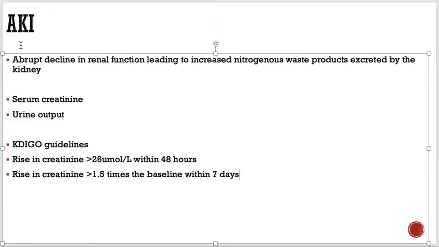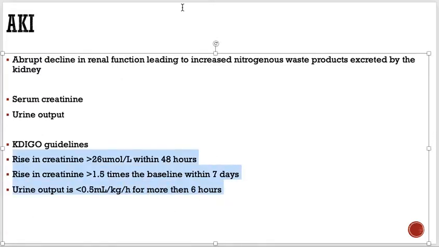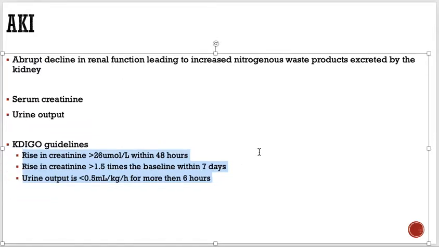They also say that if the urine output is less than 0.5 milliliter per kilogram per hour for more than 6 hours, that is AKI. So these are the different guidelines given by Kidney Disease Improving Global Outcomes, right?